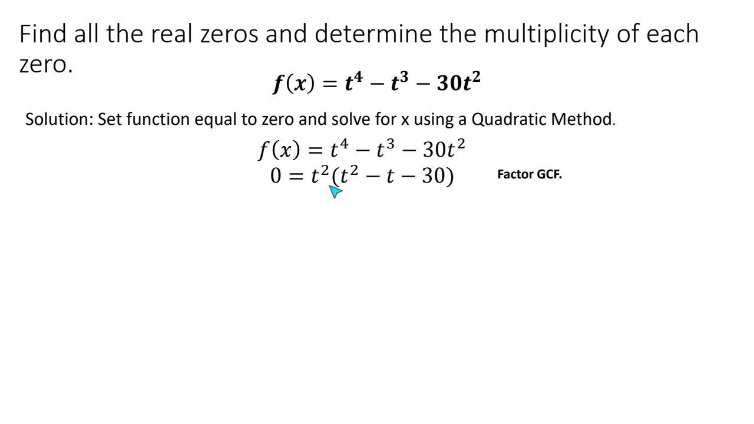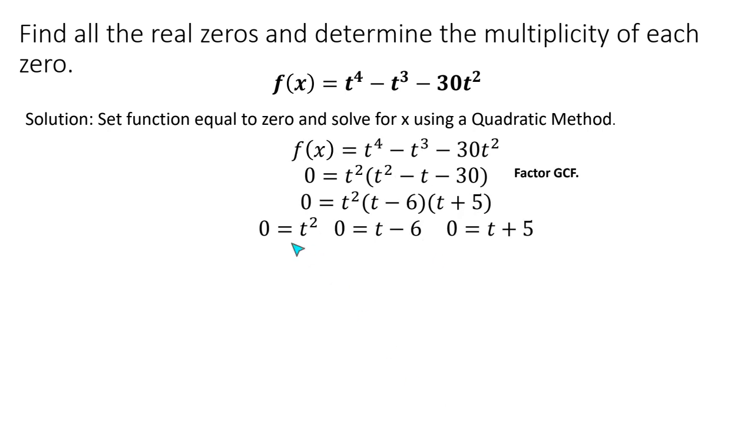So t squared times t squared is t to the 4th. T squared times t is t cubed. And t squared times negative 30 is negative 30t squared. Notice what is left in here is quadratic, so we can try to factor. If you're not able to factor, then you can use the quadratic formula. So this factors as t minus 6 times t plus 5. I can set each factor to 0. So 0 equals t squared, 0 equals t minus 6, 0 equals t plus 5.